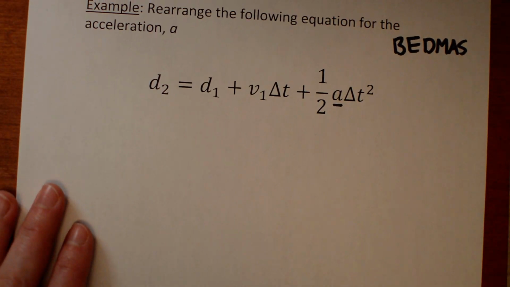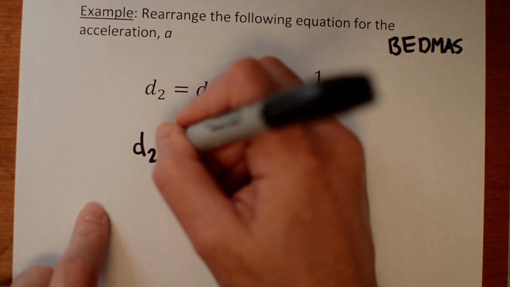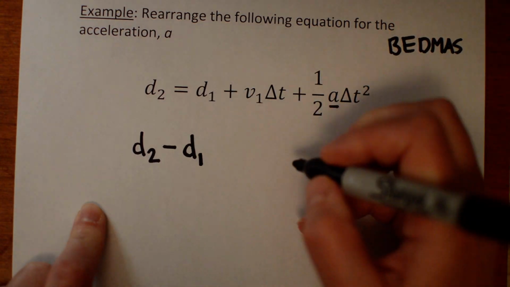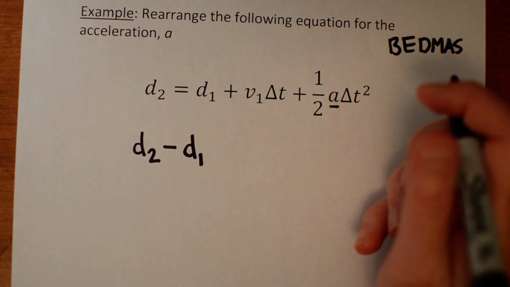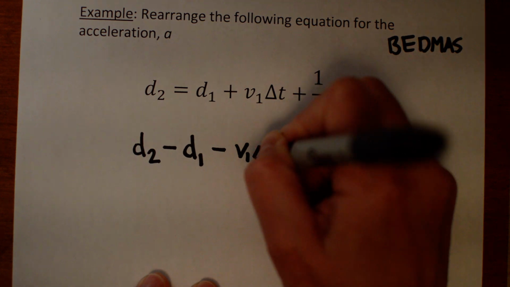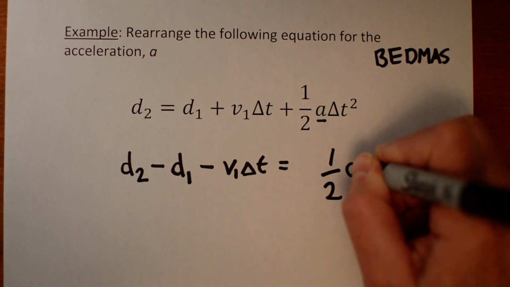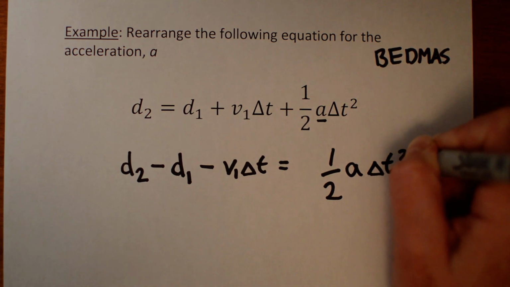In fact, why don't we do both of those in one move? So d2 stays put, d1, he's going to be subtracted on this side, and v1 delta t, it has to move all at once, right? So the whole term moves over, it's going to be subtracted, v1 delta t. That gives me 1/2 a delta t squared over here.